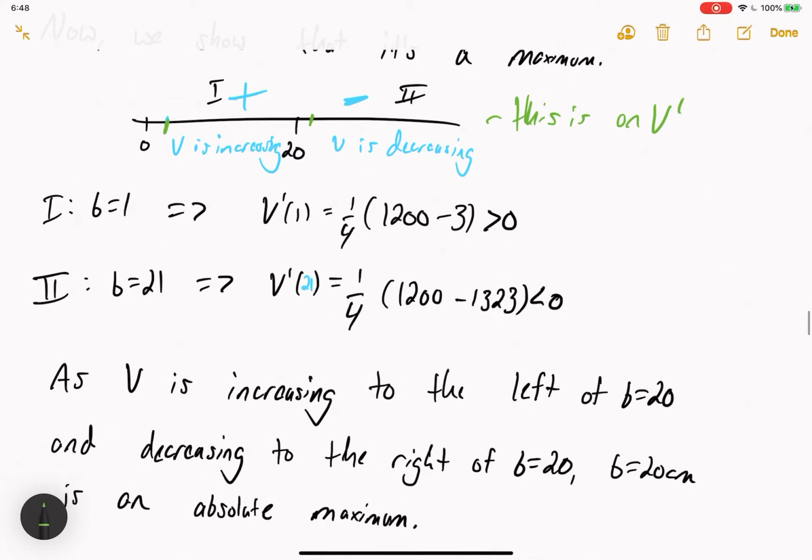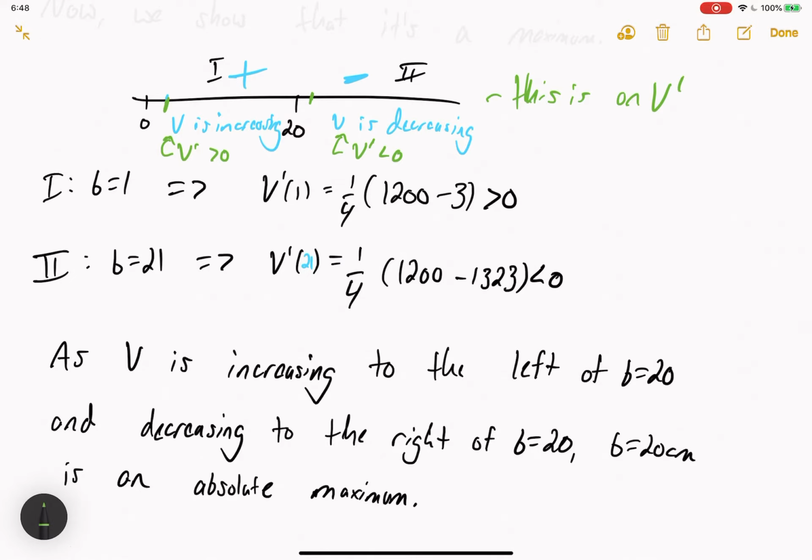And remember what the derivative tells us: v prime is positive here, v prime is negative here. What that does corresponding to the volume is that whenever v prime is greater than 0, positive, that means v itself is increasing. So the volume would be increasing.